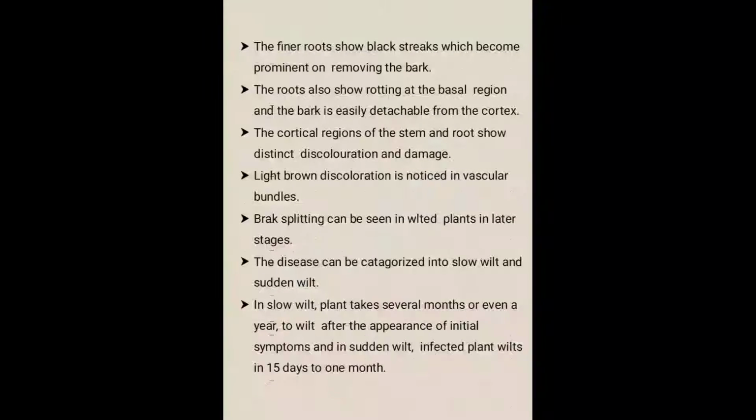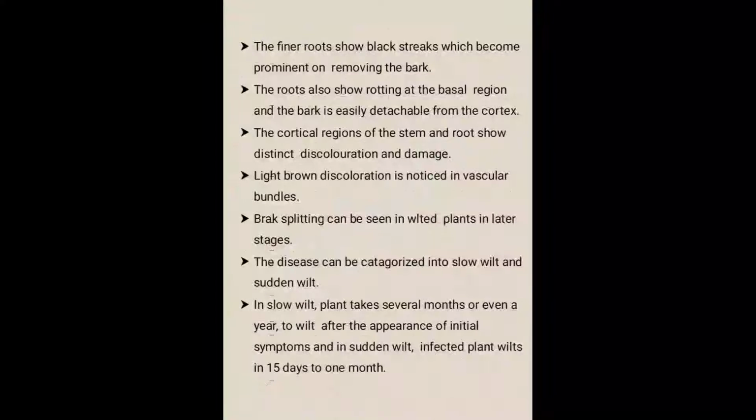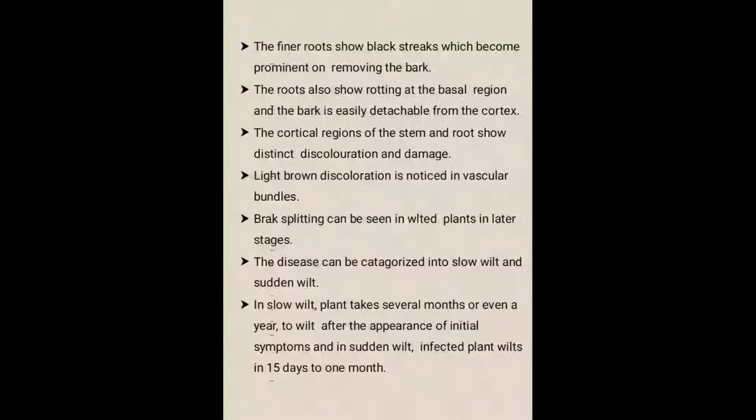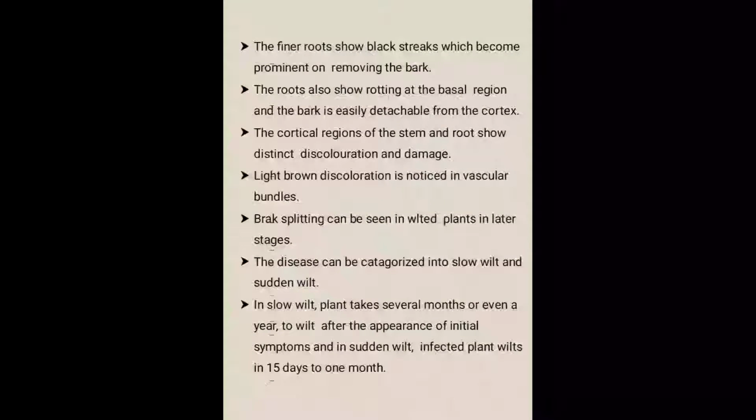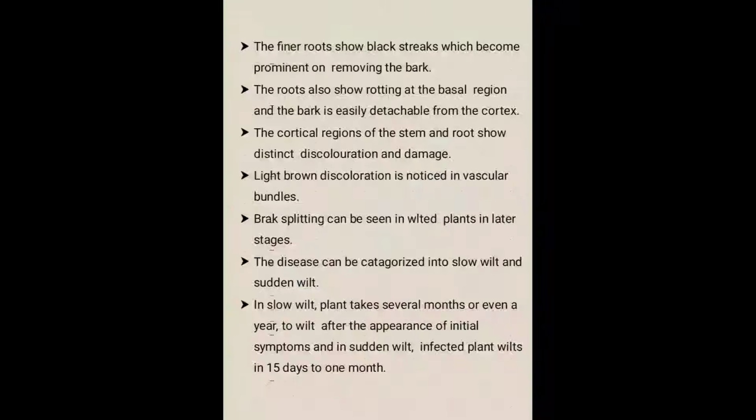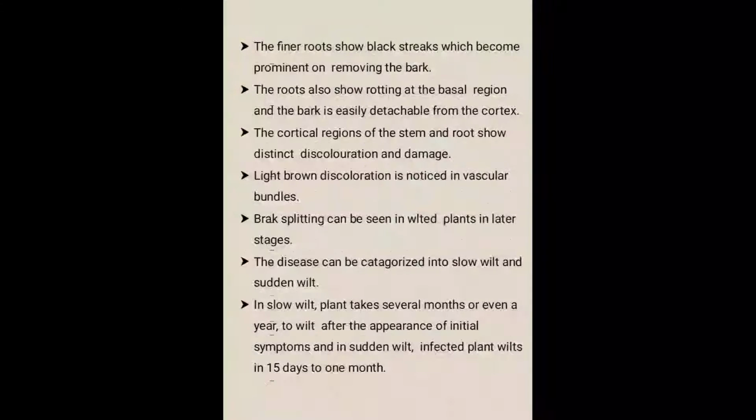The cortical regions of the stem and root show distinct discoloration and damage. Light brown discoloration is noticed in vascular bundles. Bark splitting can be seen in wilted plants at a later stage. The disease can be categorized into slow wilt and sudden wilt. Means there are two types of wilt situation.